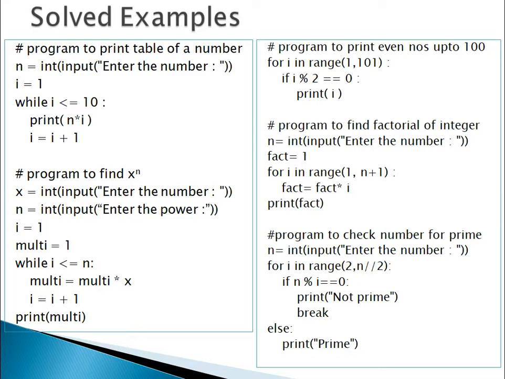The first question is to print a table of a number up to 10. Now let us see how this question is related to loops. Let us take an example of the number 2. What is the table of 2? 2 into 1, 2 into 2, 2 into 3, 2 into 4 and up to 2 into 10. So the same operation, 2 into something, is being executed 10 times.